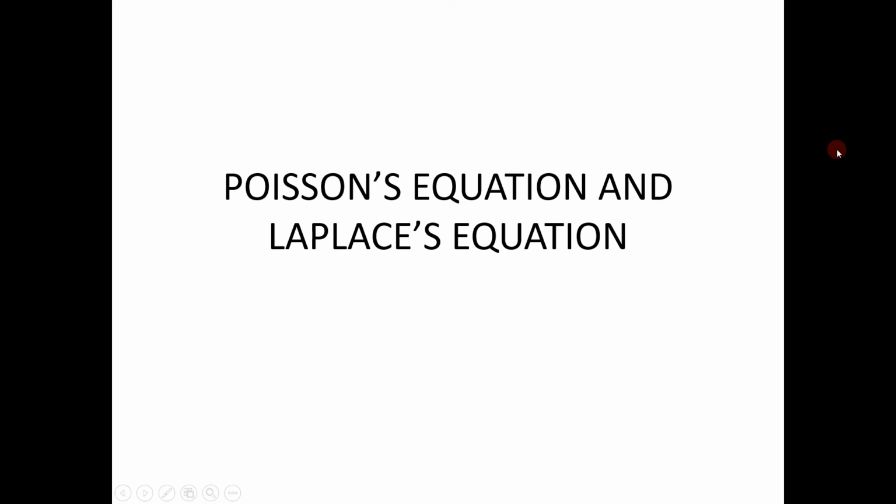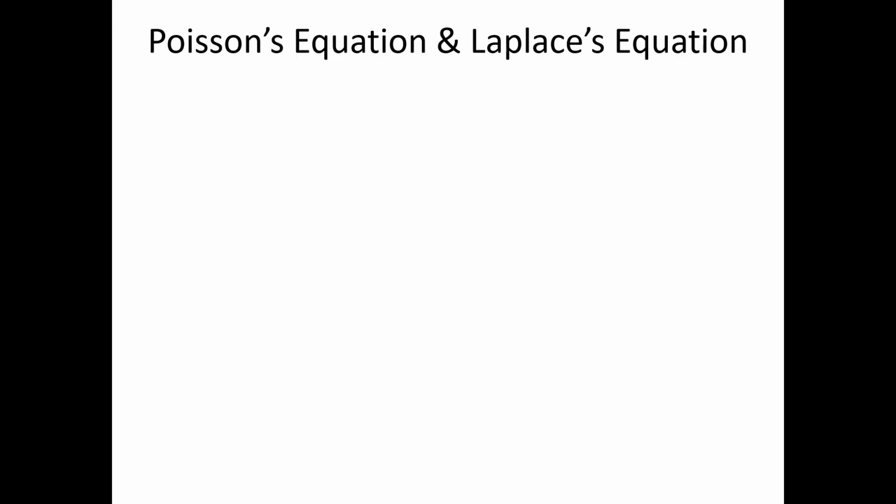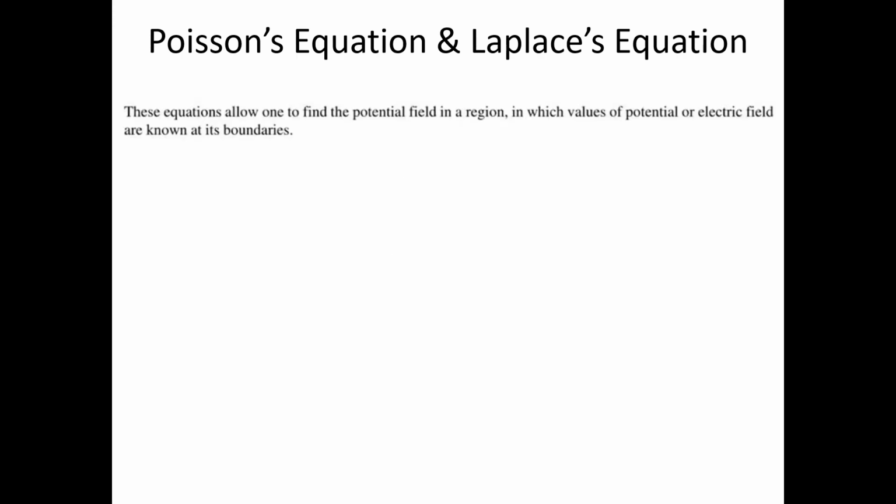Now we can learn Poisson's equation and Laplace equation. These equations help us to find the potential field V in a region, and it is connected to E using the relation E is equal to minus del V. So from that you can calculate E. Then electric flux density D is related to E by D is epsilon E. So from that you can calculate D like that.